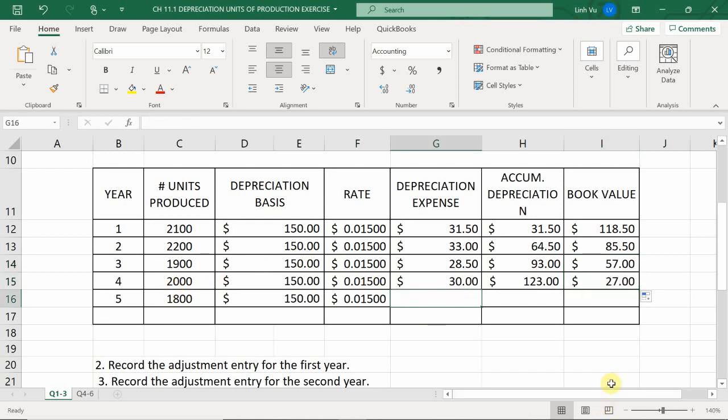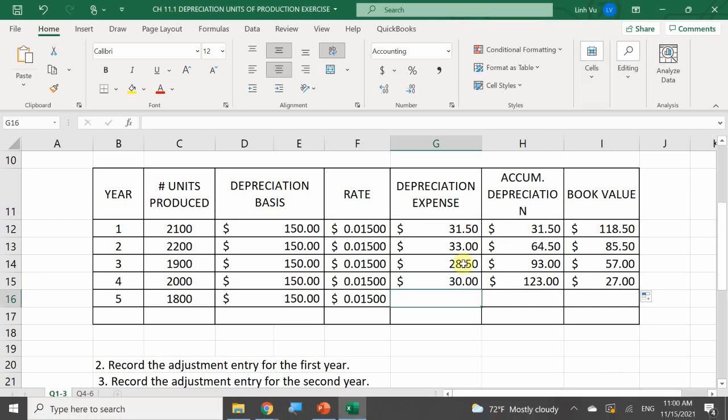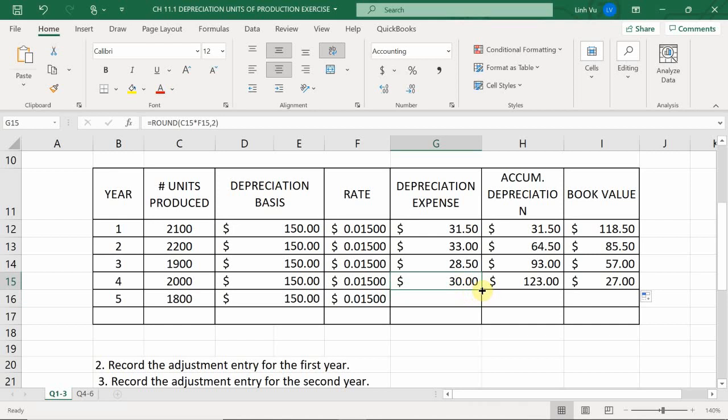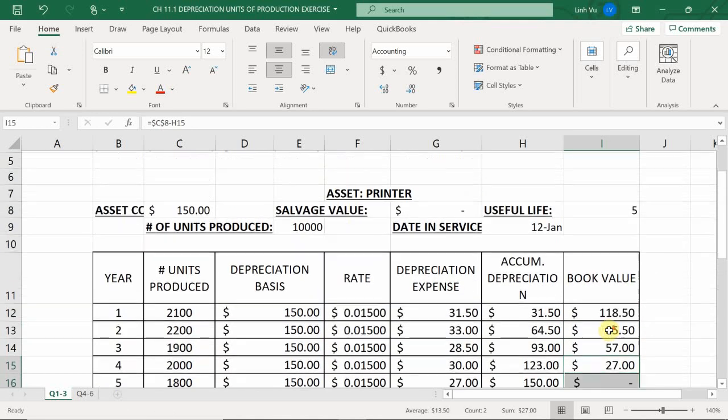Last but not least, if I produce a total of 1,800 units, what's my depreciation expense for year 5? $27, which brings accumulated depreciation to 150 and my book value at the end of 5 years to 0, which is equal to salvage value.